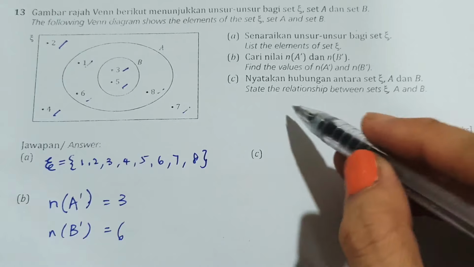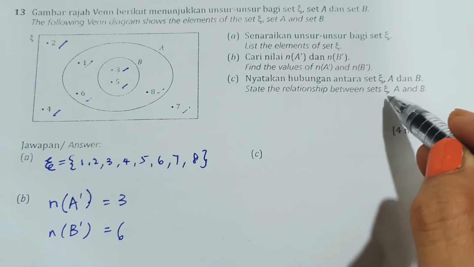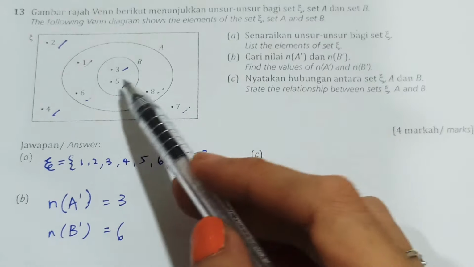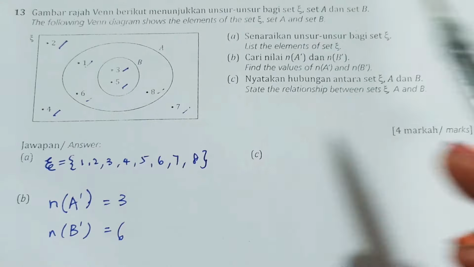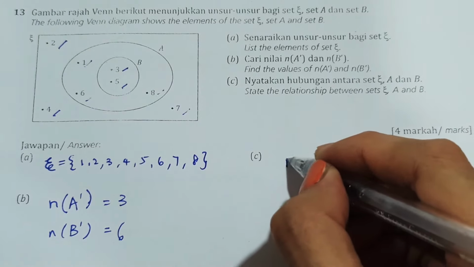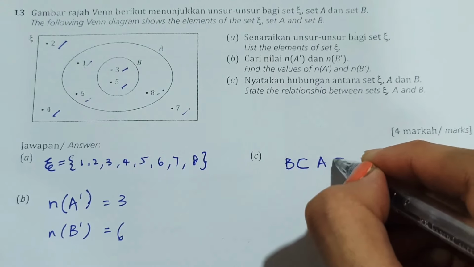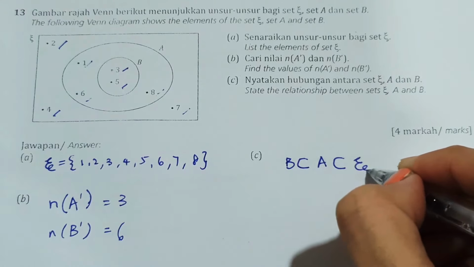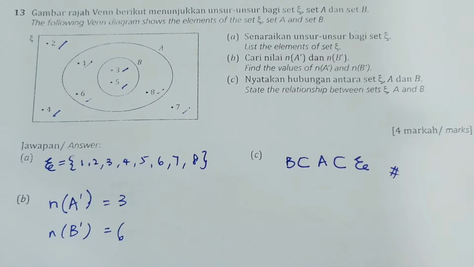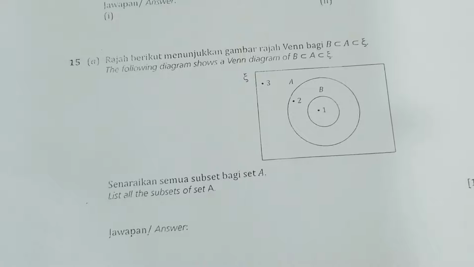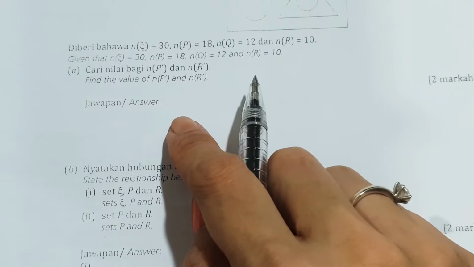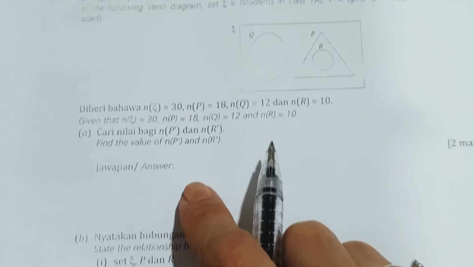Okay. Next, state the relationship between the universal set, A and B. So B is in A and A is in universal set. So we can write like that. B subset to A and subset to universal set. That's it. This is the relationship. When we state relationship, we use the mathematical symbol.